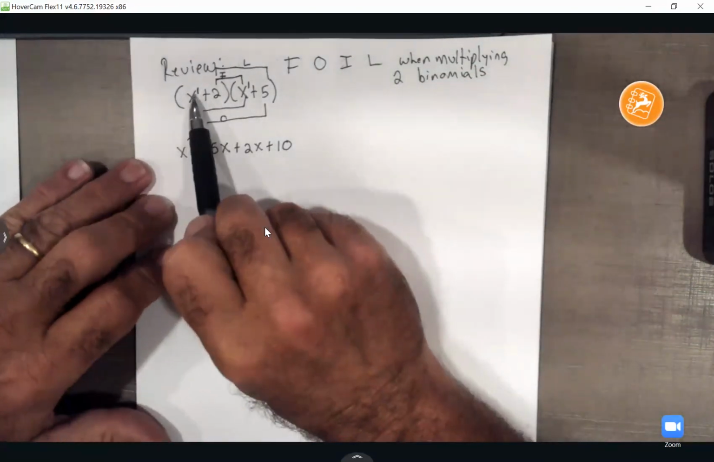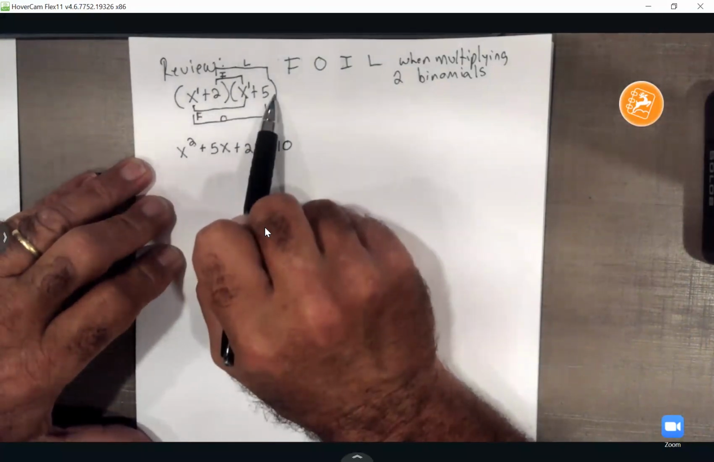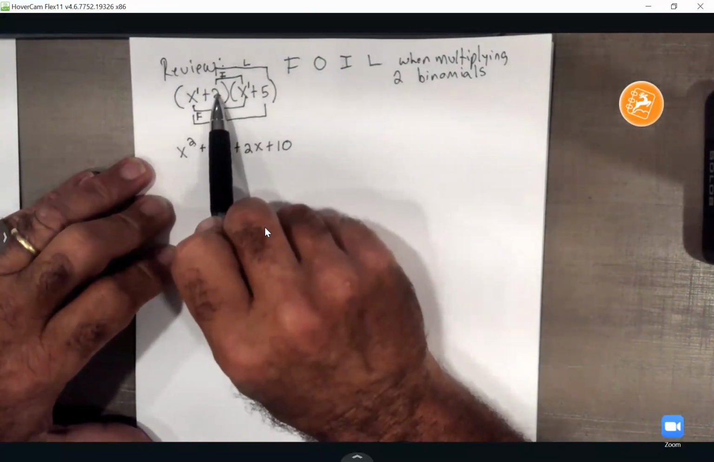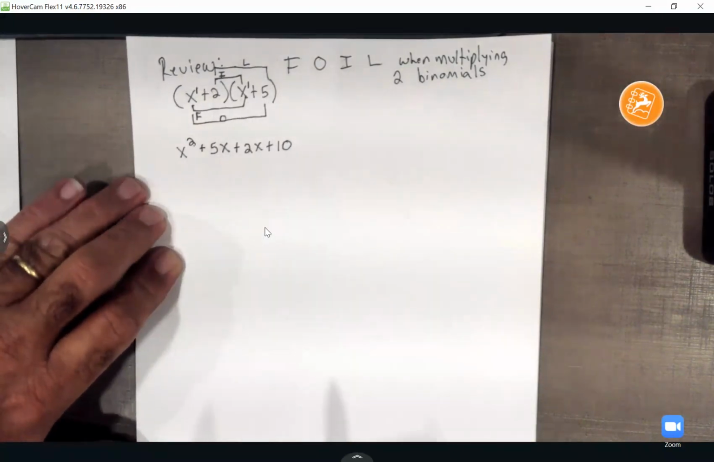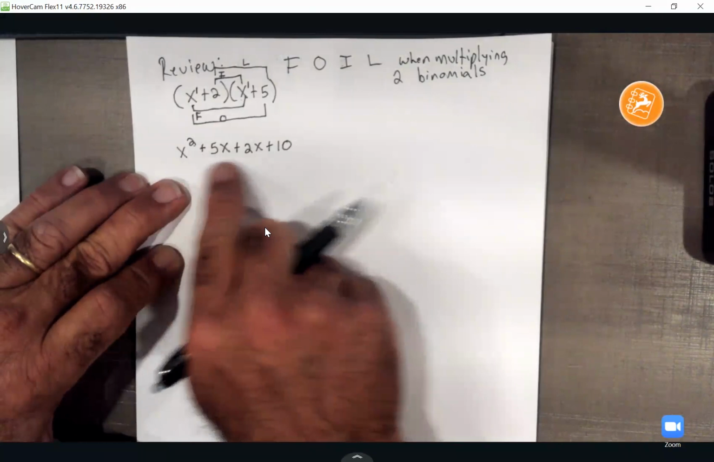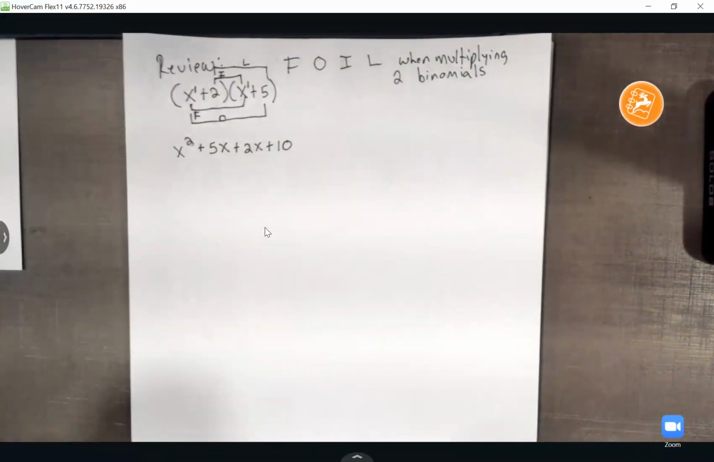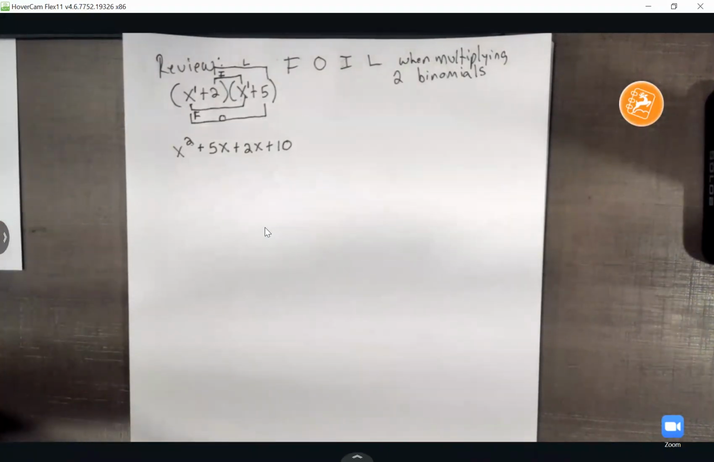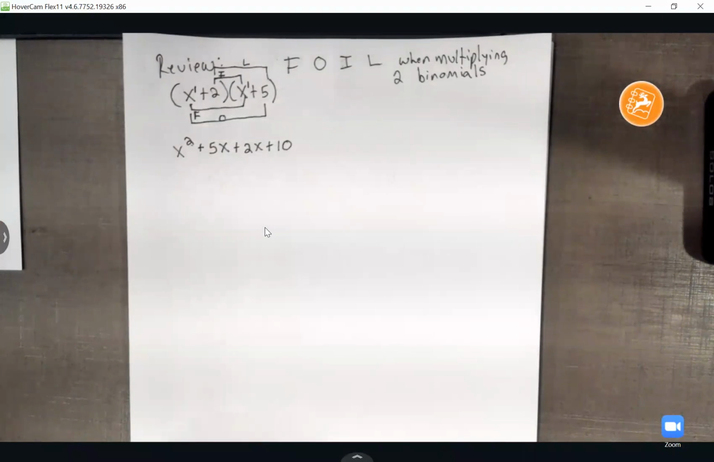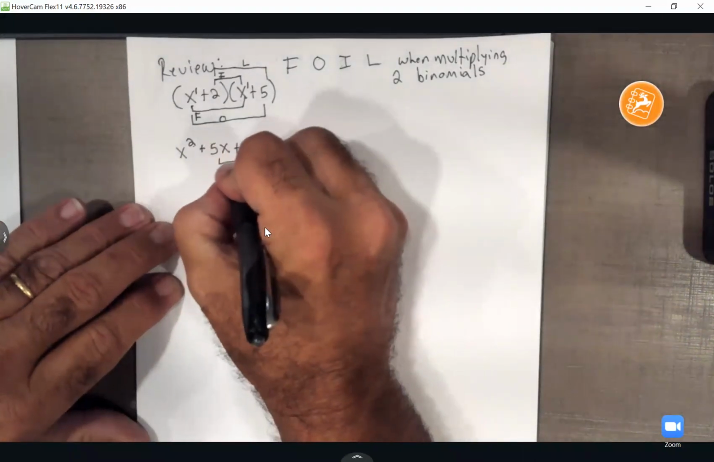So basically, take the x, distribute it through the second parentheses, then take the 2 and distribute it through the second parentheses. Once I've done that, I have 4 terms sitting here. So let me ask y'all this. Can I simplify this further? Yes, you can combine like terms.